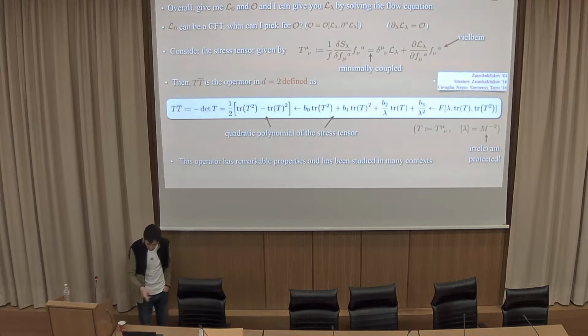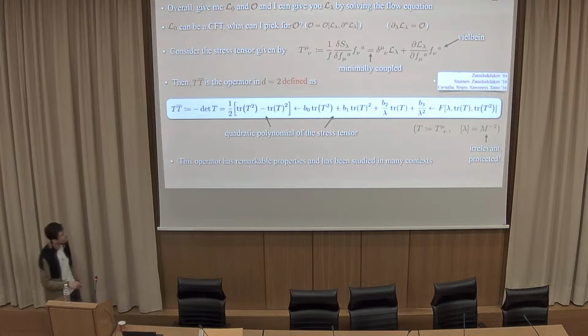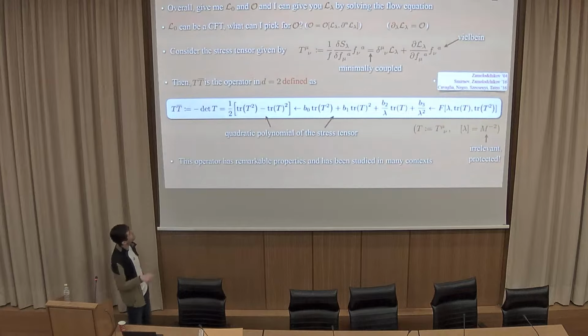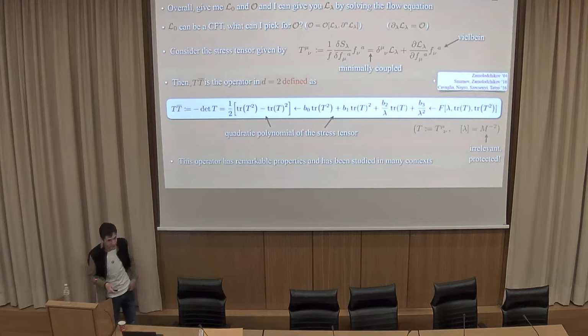So this operator has many properties, but I'm not going to discuss them here. I'm just going to try now to solve the flow equation with an operator that looks like this, or in general a functional of your stress tensor. The price is always at the end again.